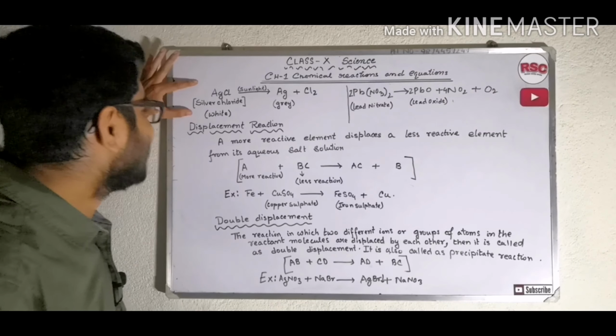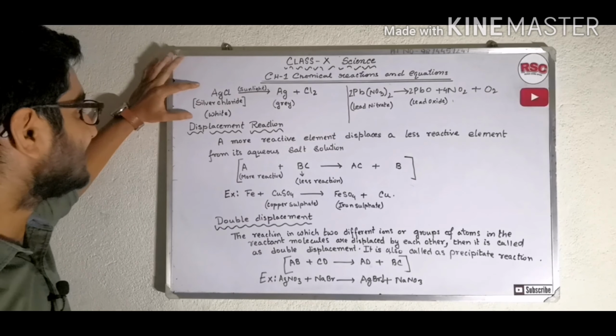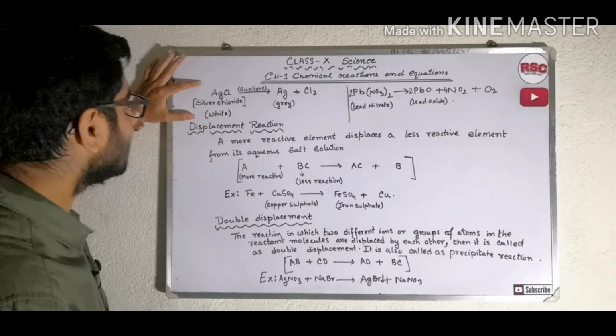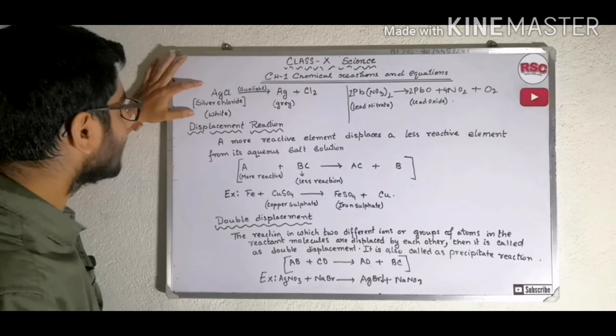Now AgCl is silver chloride. Silver chloride, when kept in sunlight, decomposes to form Ag plus Cl2. Now AgCl is white in color. Why is this equation important? Because of this color change. AgCl is white in color. When it is kept in sunlight, it changes its color to grey. So it is very important, and this reaction is also important.